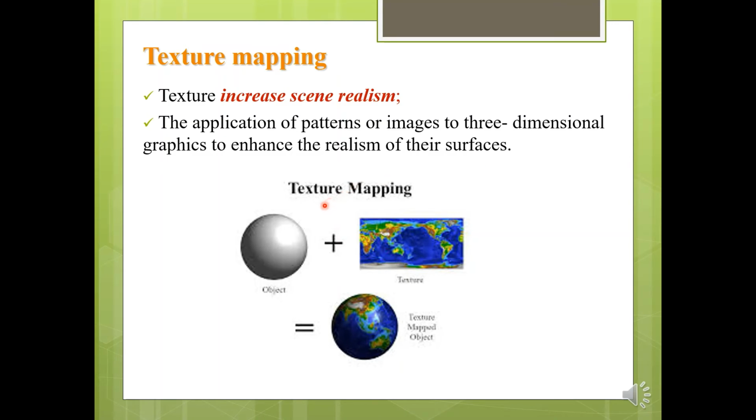Here I have the example. Here is the object, this sphere, and then this is the texture. What texture mapping does is use this texture to wrap this object, so we have a texture mapped object like this. It's just like you have the object and a wallpaper, and you use that wallpaper to wrap the object, so you have a more interesting or more realistic scene. This is texture mapping, how you map the texture to your object.